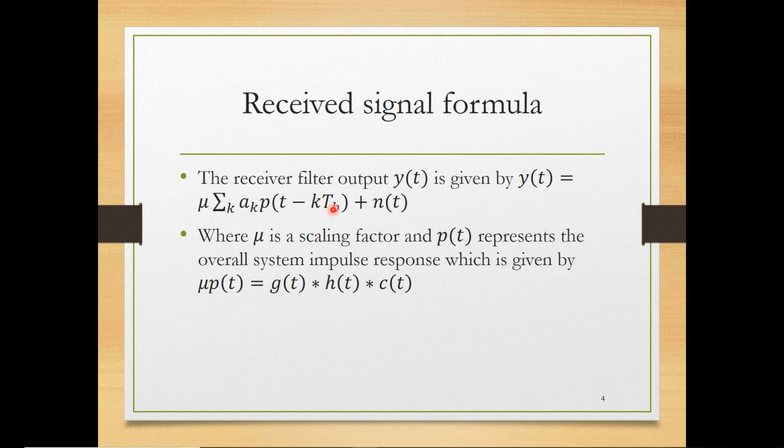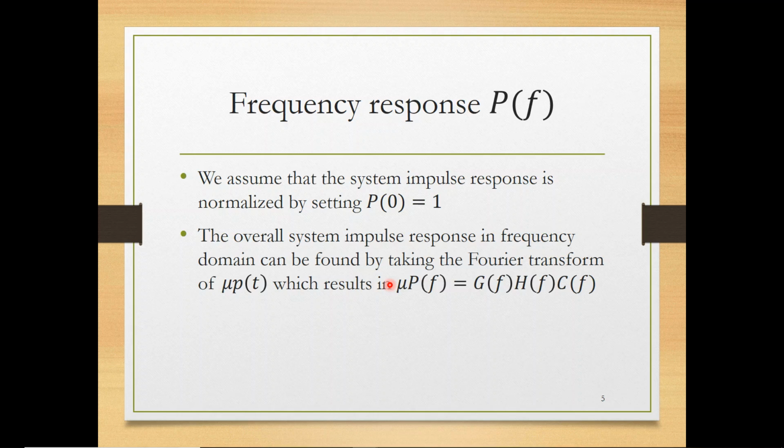And T_b means that each T_b duration you are transmitting one data bit, plus n of t, which is the noise. In the previous lecture we denoted the noise as w of t; here we use n of t. We assume that the system impulse response is normalized by setting p of 0 to 1. This is how you normalize it.